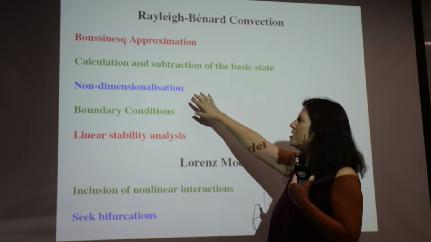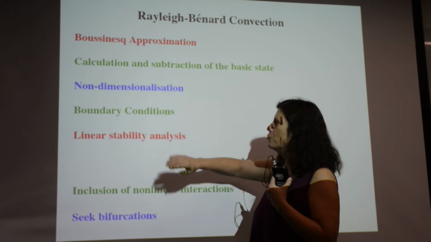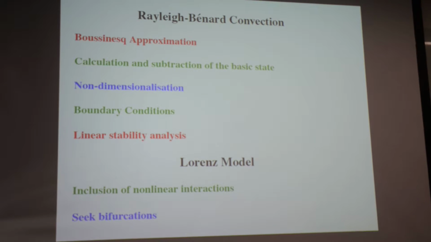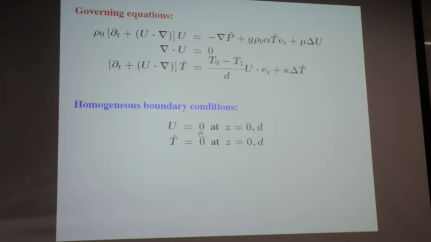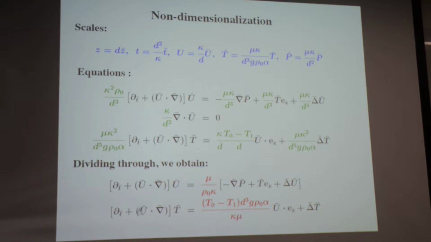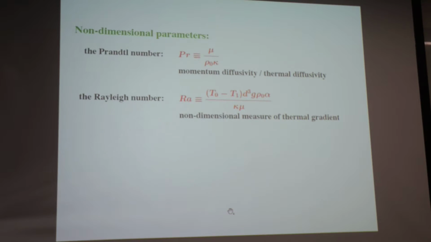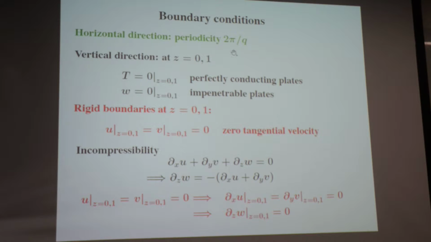Okay, so we're at the stage where we're discussing the boundary conditions, and we're going to do linear stability analysis here. So the basic equations, the Boussinesq equations, right in the middle here, have been transformed to these equations, which are non-dimensionalized and contain only 2 parameters, the Prandtl number and the Rayleigh number. And now we're discussing boundary conditions.